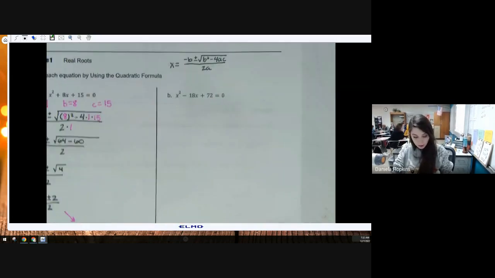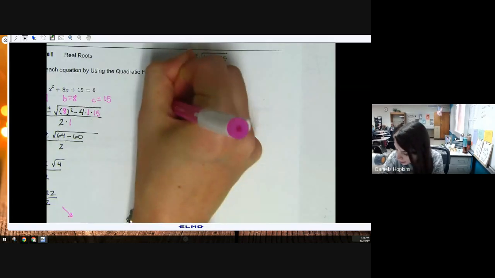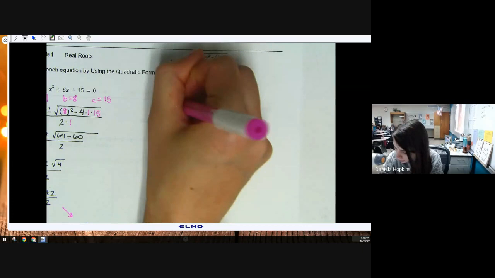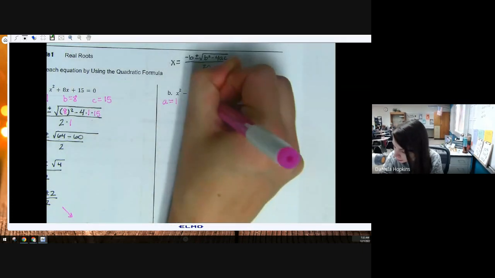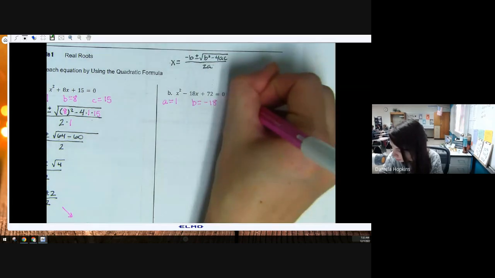Let's see another one. This one's still going to be a nice, neat one. So I will always start by listing my A, B, and C. So my A here is what? What's my first term? 1. My B, what is my B? -18. And what's my C? 72. Good.